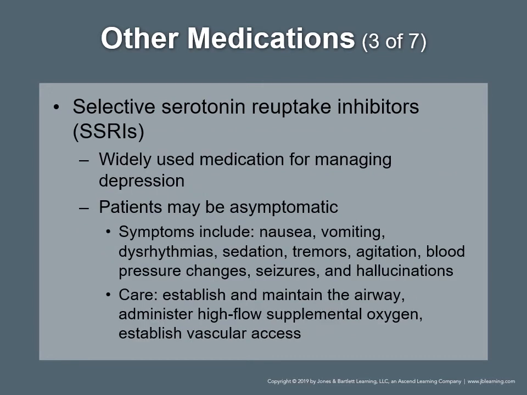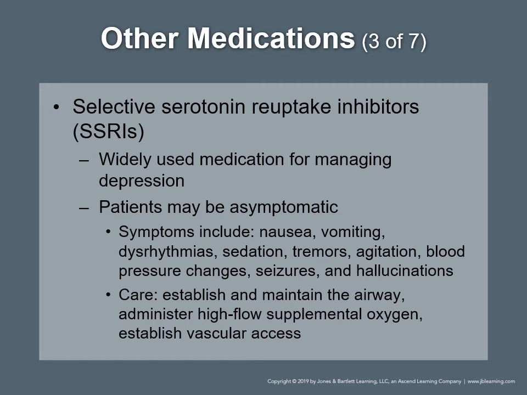Selective serotonin reuptake inhibitors, or SSRIs, are widely used medications for managing depression. Patients may be asymptomatic. Symptoms include nausea, vomiting, dysrhythmias, usually sinus tachycardia, sedation, tremors, and possibly dilated pupils, agitation, blood pressure changes, hypo- or hypertension, seizures, and hallucinations.